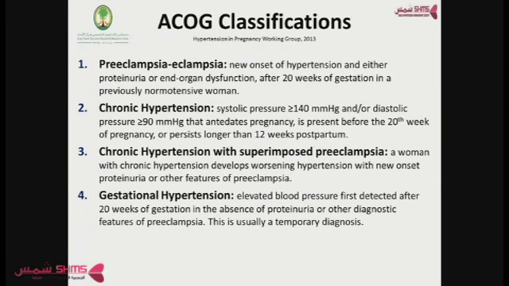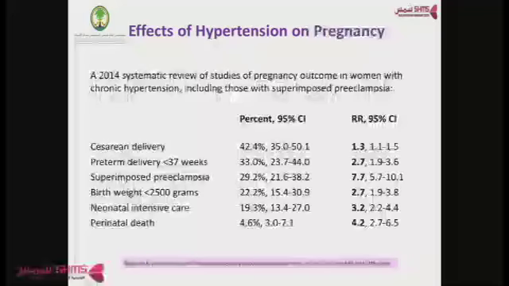We classify hypertension in pregnancy into 4 categories. Preeclampsia, eclampsia, which is something related to the pregnancy itself. There is the chronic hypertension. There's chronic hypertension with superimposed preeclampsia. And there is gestational hypertension. And we'll go through some of these classifications.